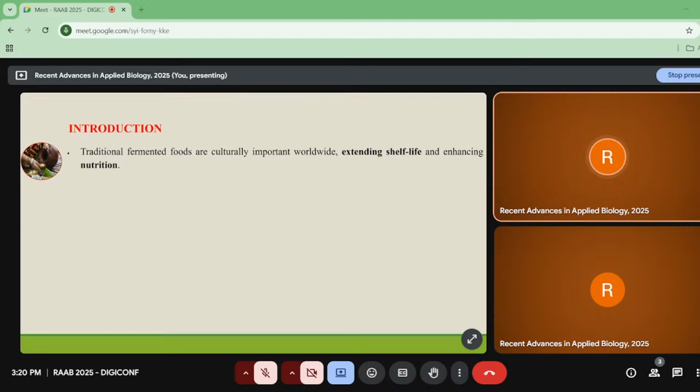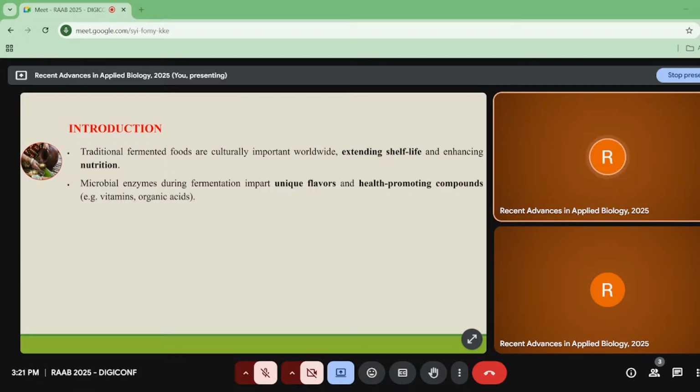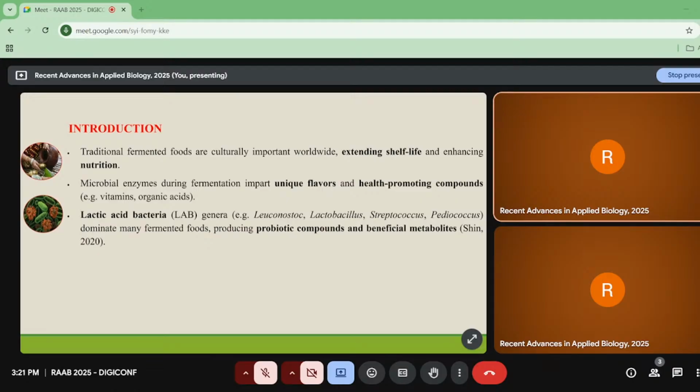Coming to the introduction. As we all know, traditional fermented foods are culturally very important worldwide, as they can extend the shelf life of the product and enhance it with lots of nutritional benefit. Microbial enzymes are produced with unique flavor, and there are lots of health-promoting compounds like vitamins, organic acids, and various probiotic compounds. Among the probiotics, those are the LAB, the lactic acid bacteria, responsible for producing these compounds, like Lactobacillus and Streptococcus.